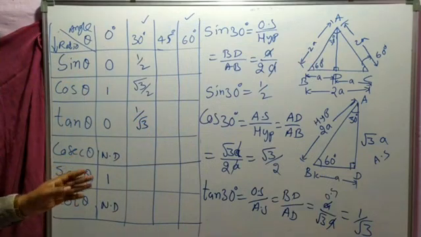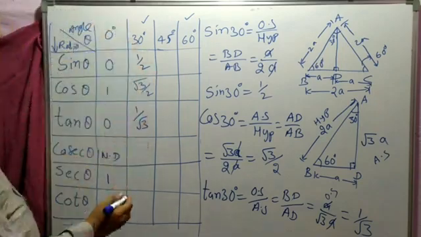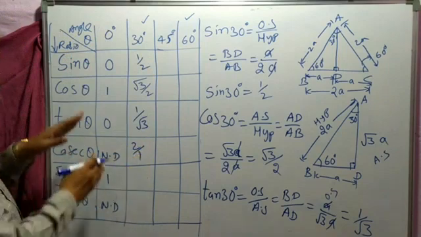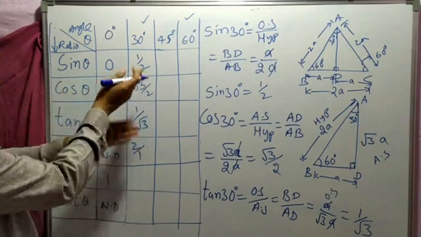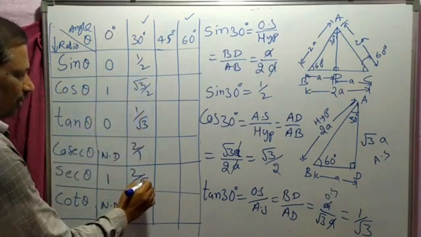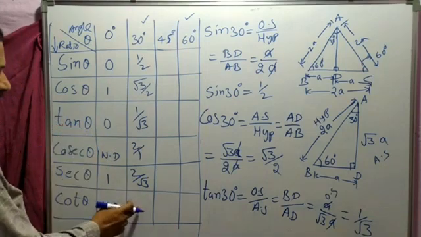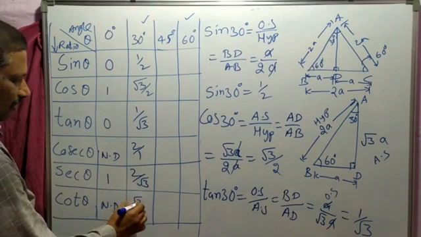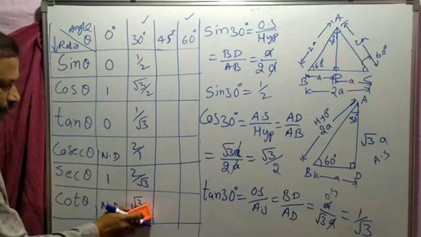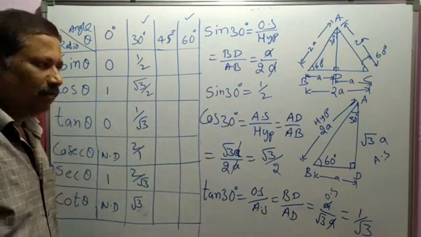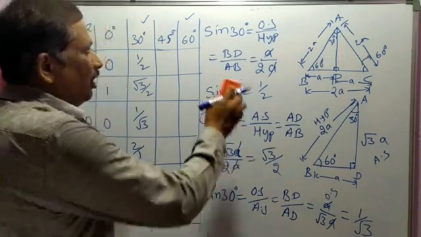Next, cosecant theta. Cosecant theta means reciprocal of sine you take. Reciprocal means 2 by 1, right. And secant is the reciprocal of cos, the multiplicative inverse, 2 by root 3 will come. Tan is the reciprocal of cot, or cot is the reciprocal of tan, 1 by tan. That means root 3 by 1. No need to write 1. So if you want, you can prove here by writing ratios. That one also, note down. Okay, I am going to draw this one.